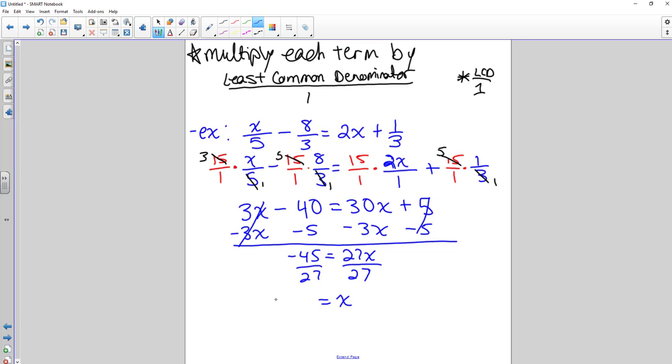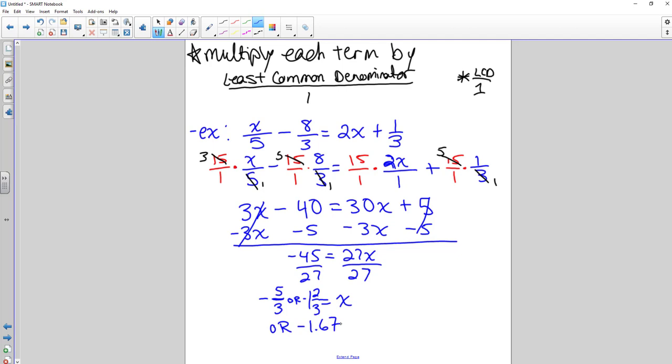let's see, that's going to be a negative. Well, if I reduced by 9, that'd be negative 5/3. Or that'd be negative 1 2/3. Or negative 1.67 if I were asked to find my answer to the nearest hundredth.